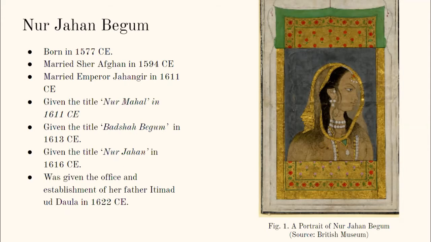And in 1611 CE, Jahangir saw Mehrunisa at the New Year's feast and married her on 25th May of the same year. Now, over a period of time, Jahangir conferred several titles on Nur Jahan. Beginning with the title Nur Mahal in 1611 CE, then he gave the title Padshah Begum in 1614 CE. This was followed by the title Nur Jahan, that is Light of the World, in 1616 CE.